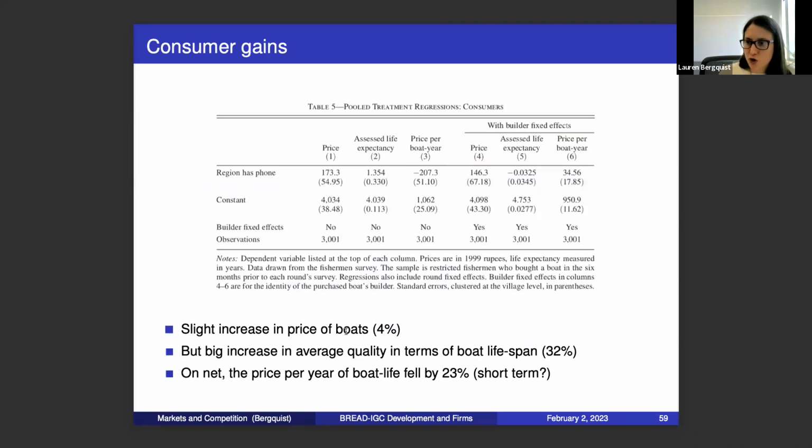The final thing is looking at consumers. So what happens to prices and quality overall in the market? They do see a slight increase in the price of boats, about a 4% increase, but they see a much bigger increase in the average quality in terms of boat lifespan. So they can do a price adjusted by quality, a price per boat year of life, and this falls quite a bit. Now, they note this is the short-term result, but overall, consumers are getting higher quality at lower prices per year of the boat.